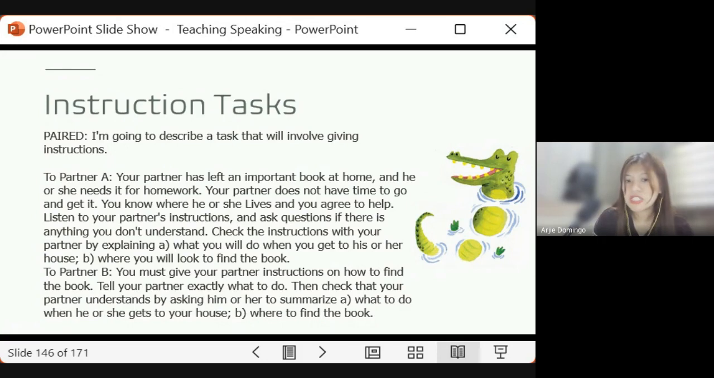So as much as possible, when we are trying to do instruction tasks, you have to really check with the other person if they could still understand what you are trying to instruct them. Because it may become a problem if the other person did not really understand what you are instructing them. There might be misunderstanding, as always. All right.